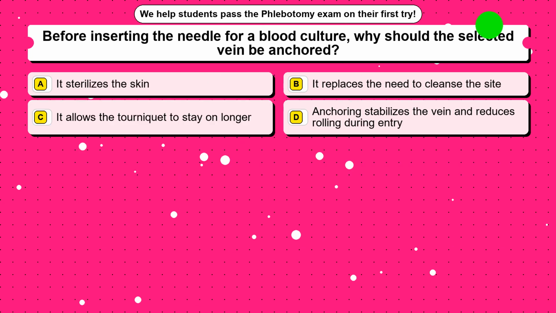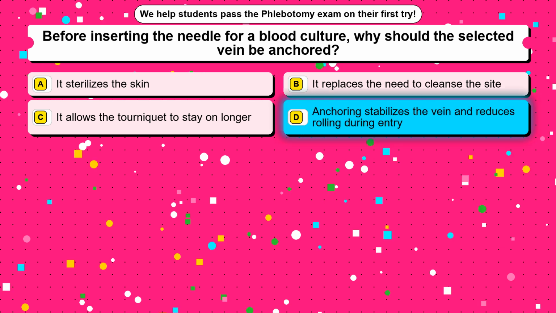Question 4. Before inserting the needle for a blood culture, why should the selected vein be anchored? Option A, it sterilizes the skin. Option B, it replaces the need to cleanse the site. Option C, it allows the tourniquet to stay on longer. Option D, anchoring stabilizes the vein and reduces rolling during entry.